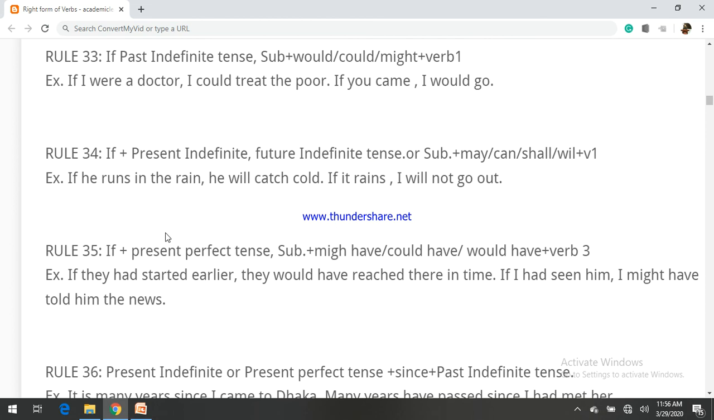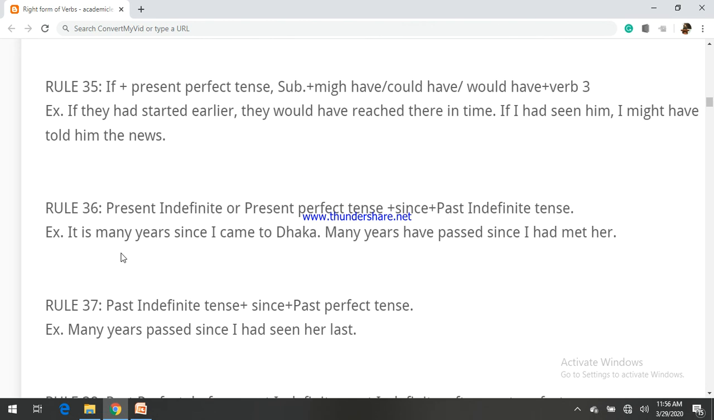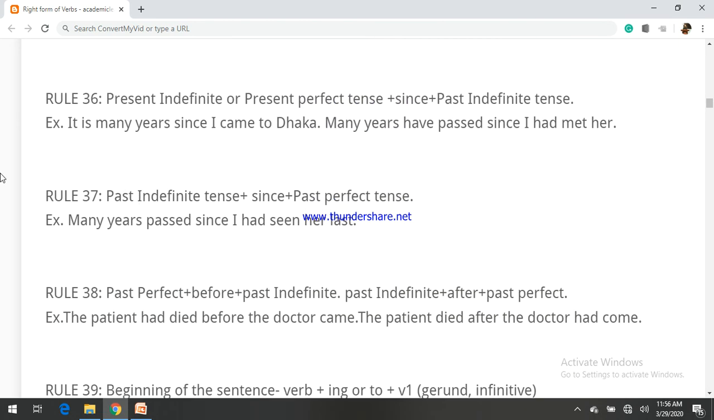Okay. Then rule 35, this one is the rules from the third conditional. If plus past perfect tense, then subject plus might have or could have or would have plus verb 3. If they had started earlier, if plus perfect tense, then perfect conditional. Let's say this one is perfect conditional. Perfect conditional means subject plus might have, could have or would have plus v3. They would have reached there. Rule 36, present indefinite or present perfect tense plus since plus past indefinite.